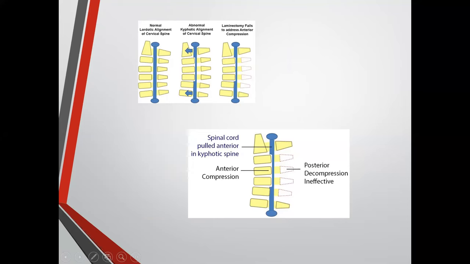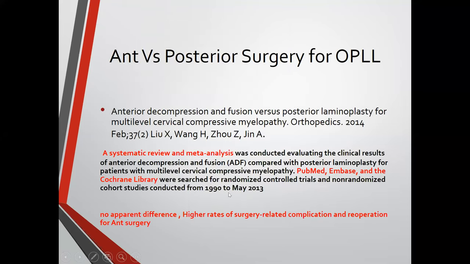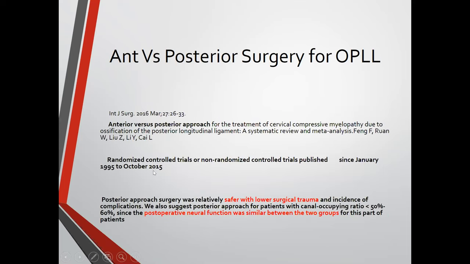So anterior versus posterior surgery: you see that they have done a large review from 1990 to 2013. There is very little level one evidence to say that anterior surgery is better or posterior surgery is better. There is no apparent difference. Higher rates of surgery-related complications and reoperation are seen in anterior surgery. Again, another large analysis, from 1995 to 2015, found posterior surgery safer with lower surgical trauma. So the argument is tilting more and more towards posterior surgery.